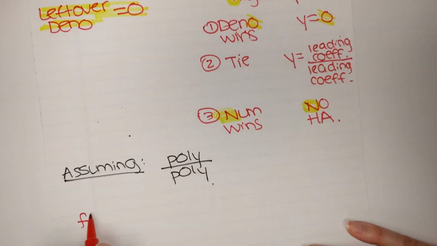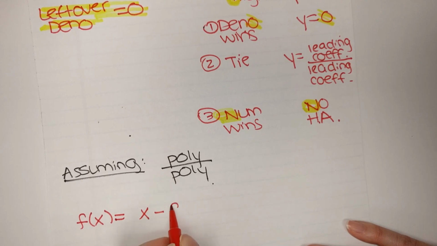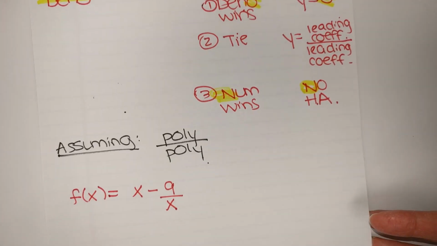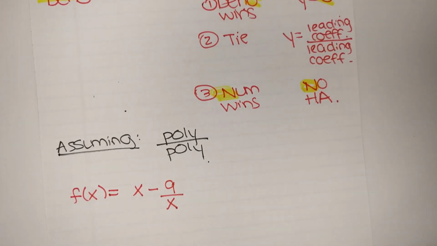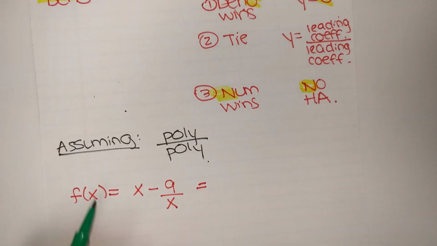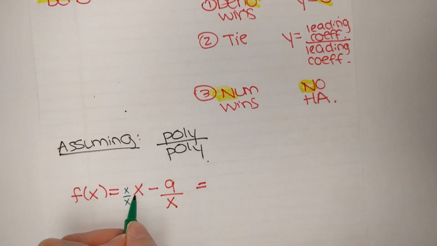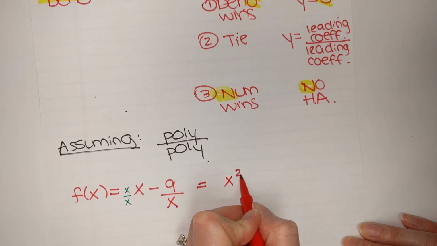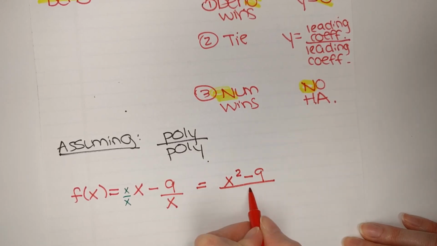Now, when you look at the question given in 71, you're looking at x minus 9 over x, and that's not a polynomial over a polynomial. That's x minus a polynomial over x. So what you want to do first is get a common denominator. So you would rewrite this as, let me multiply by x over x so that this first term has an x common denominator. So this will become x squared minus 9 over x.